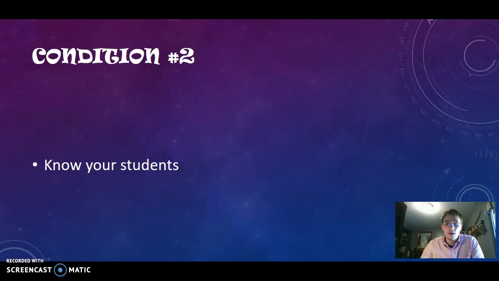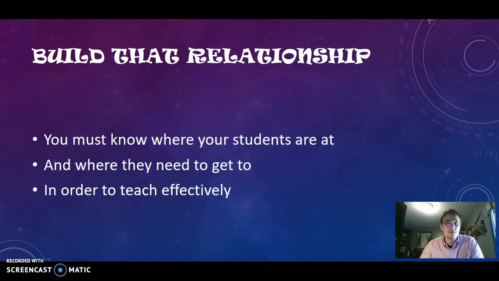Condition number 2 is you have to know your students. If you don't know how they learn best, what their personalities are, and what they'll tolerate in terms of ungraded assignments, then formative assessment is not going to work. You have to know where your students are at, i.e. in relation to the larger unit, and you also need to make sure that they know where they need to get to. Because if they don't know where they need to get to, they're not going to understand why the assessment's being taken place at all.